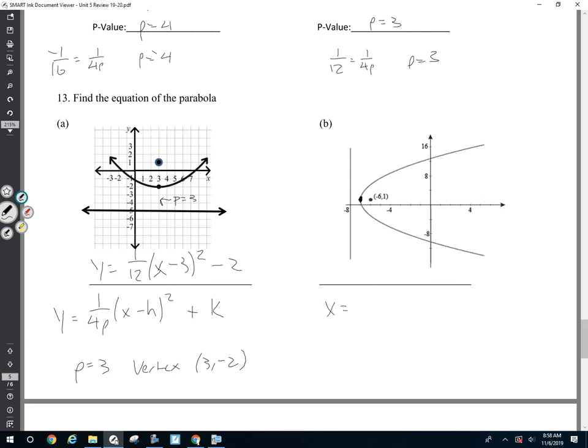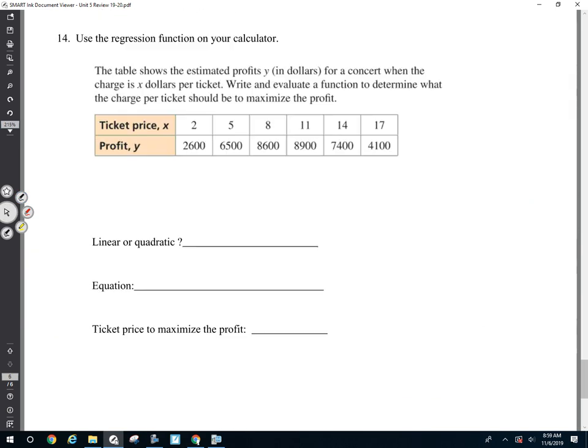Since I'm opening to the right, I know it's x equals 1 over 4p times (y minus k) squared plus h. So the vertex, to start with, is negative 7, 1. P, this distance, has got to be 1. I'm going to the right one, I'm going to the left one. So I got x equals 1 over 4 times 1, times (y minus k) squared, plus h. This is h, this is k. So k is 1: y minus 1 squared, plus h, plus negative 7.